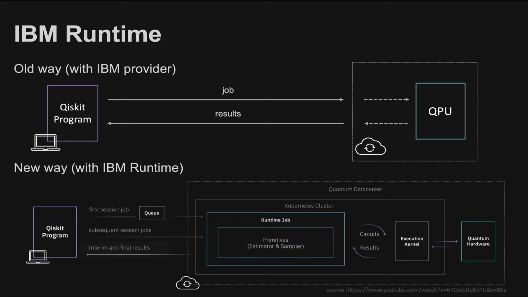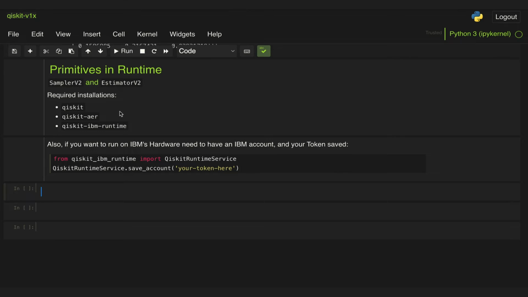So with this in mind, now let's start looking into an example of how we interface with IBM's quantum hardware using Qiskit's IBM Runtime through the concept of primitives. So first of all, remember that we're going to be using sampler version 2 and the estimator version 2 in runtime.